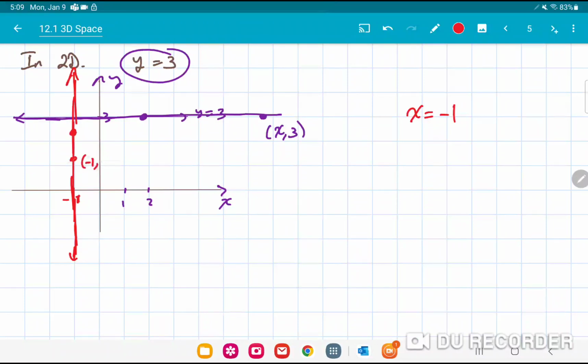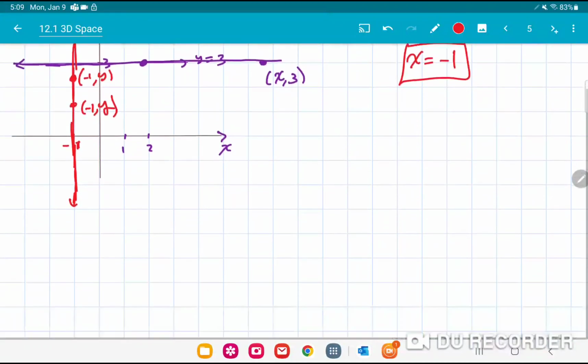Okay, negative 1 and whatever the y component is. It doesn't matter what the y component is. All x components have to be negative 1. That's what this equation is telling me. So when I'm drawing that line, I'll be drawing a vertical line. Okay?